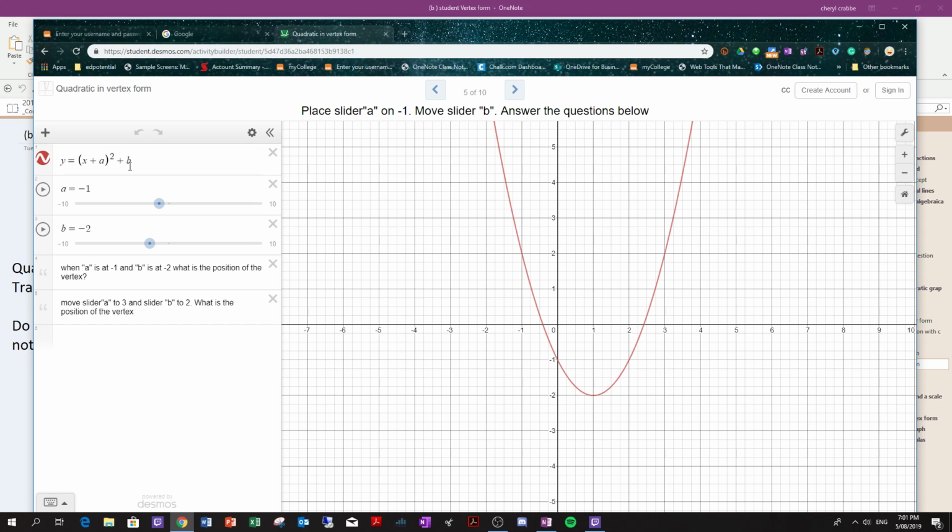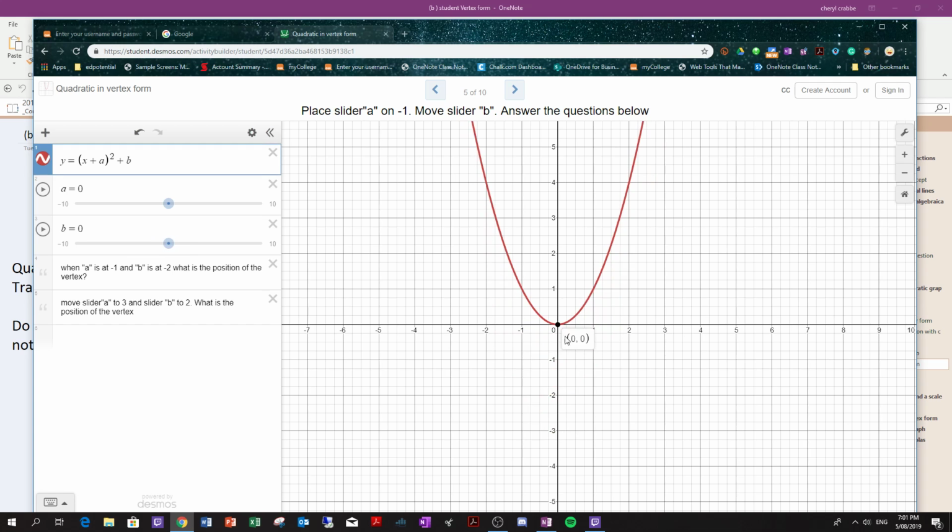Now, we're going to take a look at what happens if we do b. So let's just move a to 0. Let's just ignore a and make it 0, okay? And let's just make b 0 for the moment. Okay, so we've got a vertex at 0, 0. Now, when I move b, what happens to the graph? The graph moves up and down. The vertex is being pushed up and down. So if I go to 0, and then I move it to +2, it goes up 2. If I move it to -2, it goes down 2.